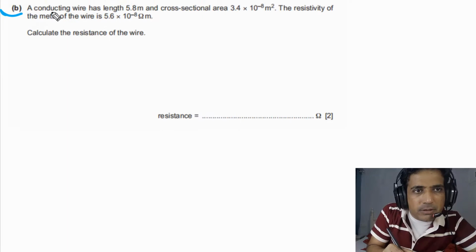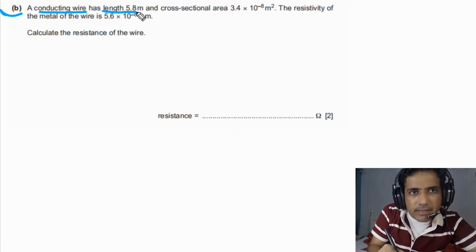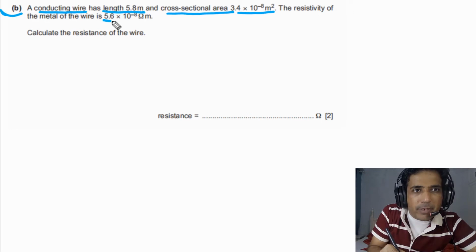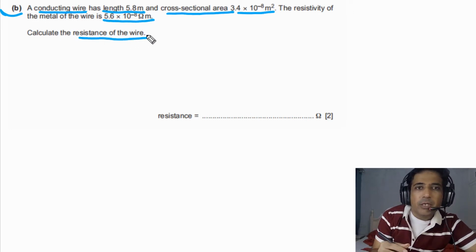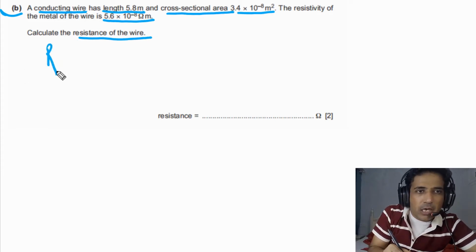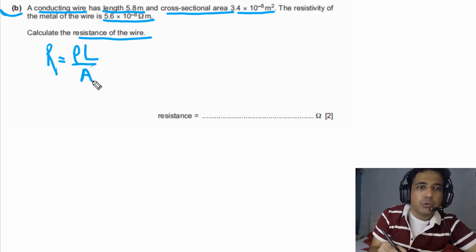For part B, it is given to us a conducting wire has length 5.8 meters and cross-sectional area equal to 3.4 times 10 to negative 8 meters squared. Resistivity of the metal wire is also given. We need to calculate the resistance of the wire. So simply, this question is very straightforward. You need to understand how to use this equation. Resistance is equal to rho L by A. Now simply you need to plug in values.